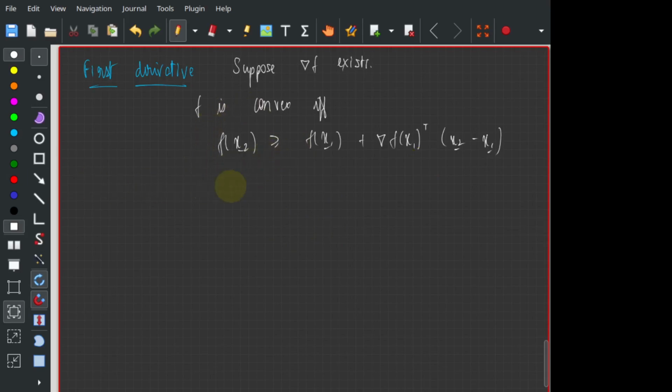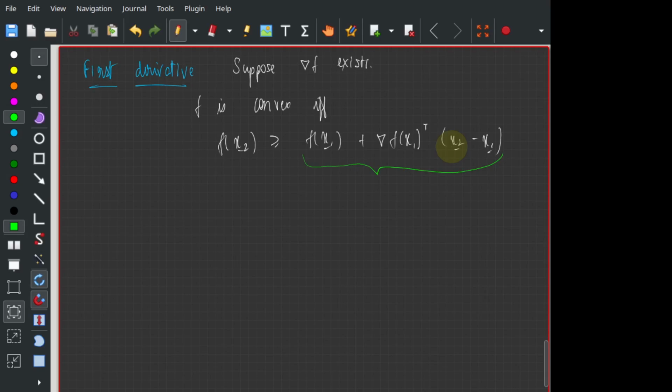f of x2 is greater than or equal to f of x1 plus gradient of f of x1 transpose times x2 minus x1. So what is the right hand side? It's basically a first order approximation of the function. In fact, what is it if you take, let's say, f of x to be equal to x squared, just a univariate function? If you start from the point x1, the next one will be the minimum of the function.